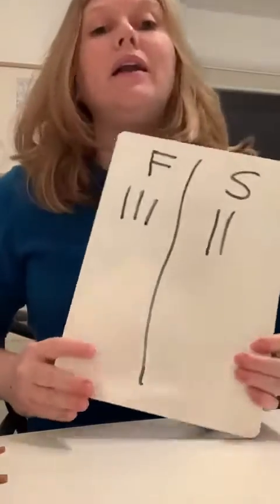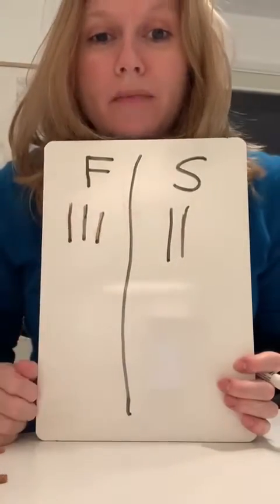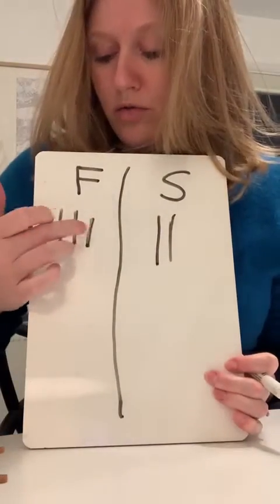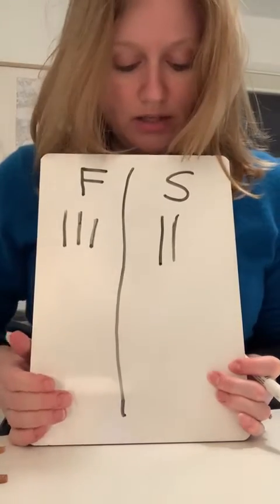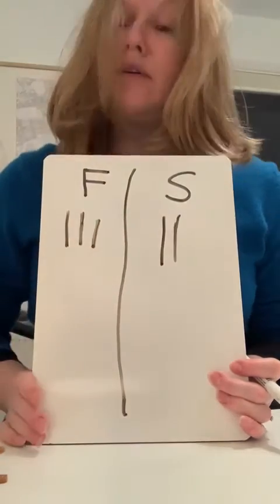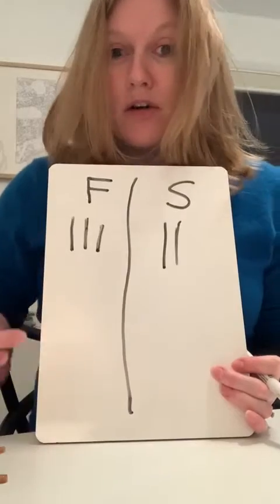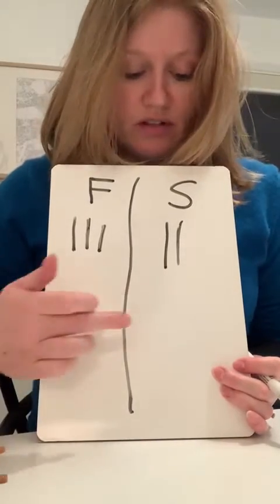So, how many floated? And how many sunk? 1, 2, 3 floated and 1, 2 sank. So more of my objects were floaters than sinkers.